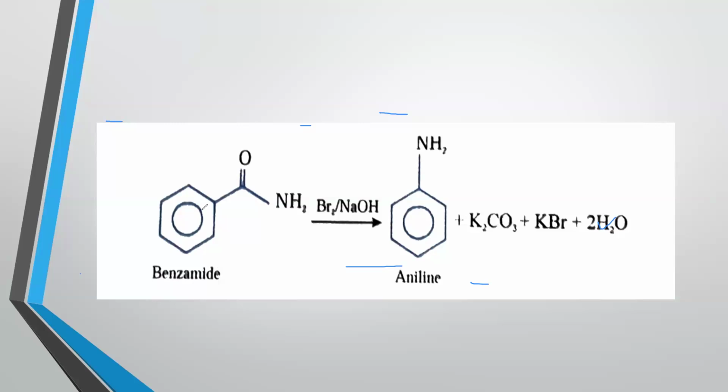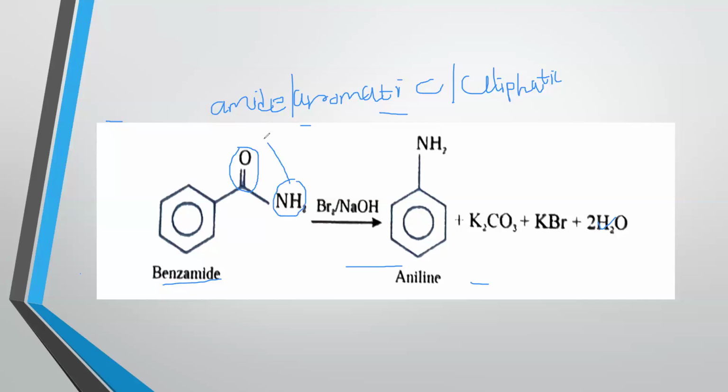So here, in the Hofmann bromamide degradation, as the starting material we use an amide. It can be aromatic or aliphatic, both are possible. Here they have used benzamide: on benzene there is a CONH2 group, so it is known as benzamide. Simply remember that when an amide undergoes Hofmann bromamide degradation, it forms a product with one less carbon. Like here, it is one carbon only, so it will form aniline. Obviously, the NH2 group attaches at this place.